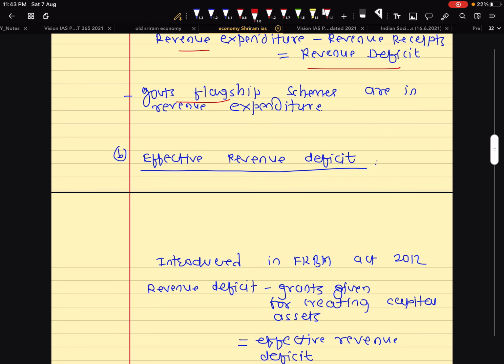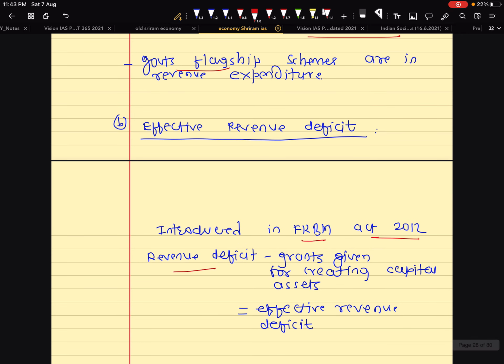It was introduced in the FRBM Act 2012. In revenue deficit, from the main revenue deficit, the grants given to the states for creating capital assets are subtracted, and it leads to the effective revenue deficit. Meaning from the revenue deficit, whatever money is used for asset creation is subtracted, which gives us the effective revenue deficit.